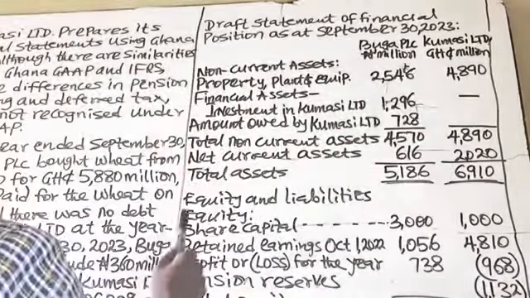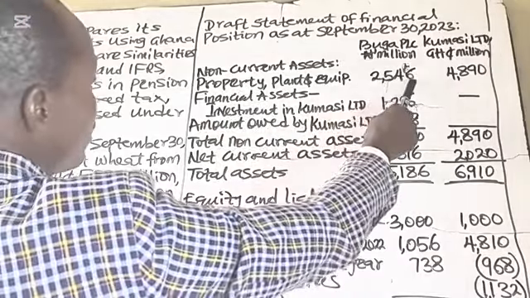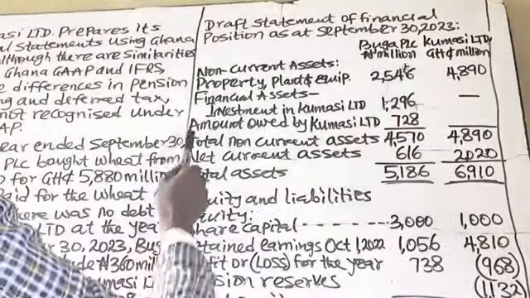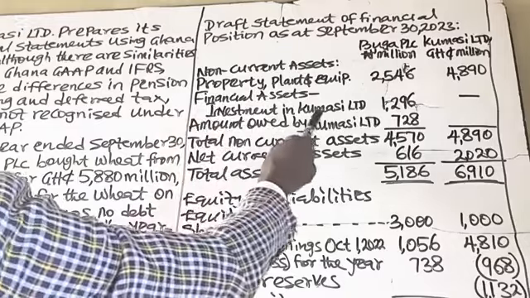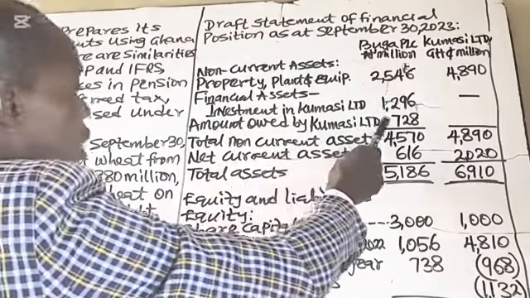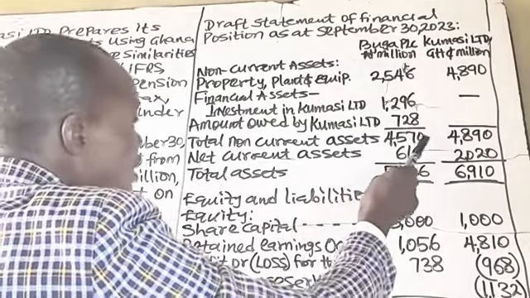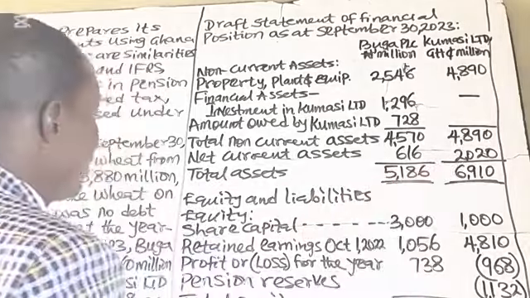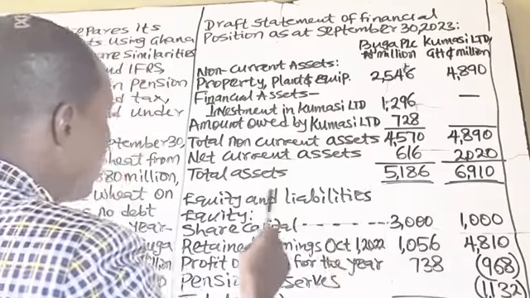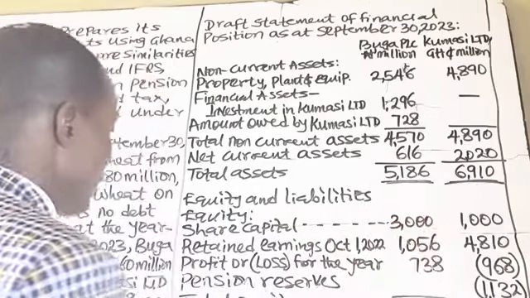Non-current assets. Property, plant and equipment 2,546 for Buga, 4,890 for Kumasi Limited. Financial assets. Investment in Kumasi Limited 1,296. Amount owed by Kumasi Limited 728. Total non-current assets 4,570 and 4,890. Net current assets 616 and 2,020. Total assets 5,186 and 6,910.